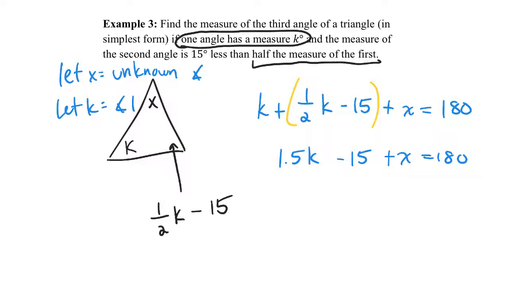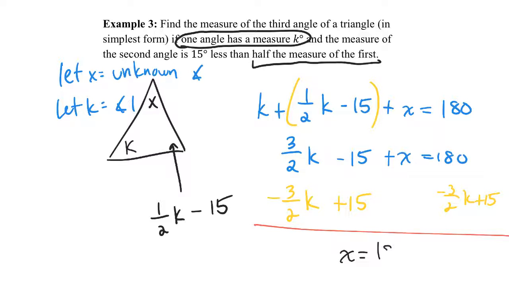So I'm going to leave it as a decimal. It doesn't matter. But actually, I kind of like fractions personally more. So I'm going to go to fraction right now. If you want to at this point, you can multiply everything by 2, get rid of the 2 in the denominator. Or, honestly, it doesn't really matter as much because your answer is to solve with X. So just move everything over except for X. How do I move 3/2 K over? Subtract 3/2 K. How do I move negative 15 over? Add it. Let's do it all at one step. 180 and 15 is 195.